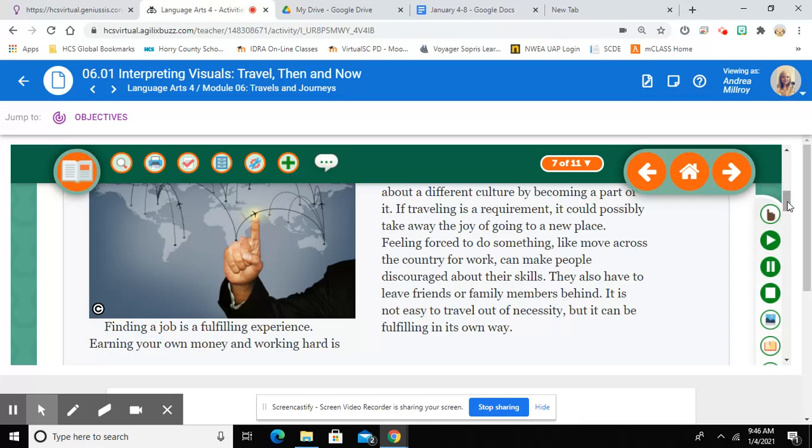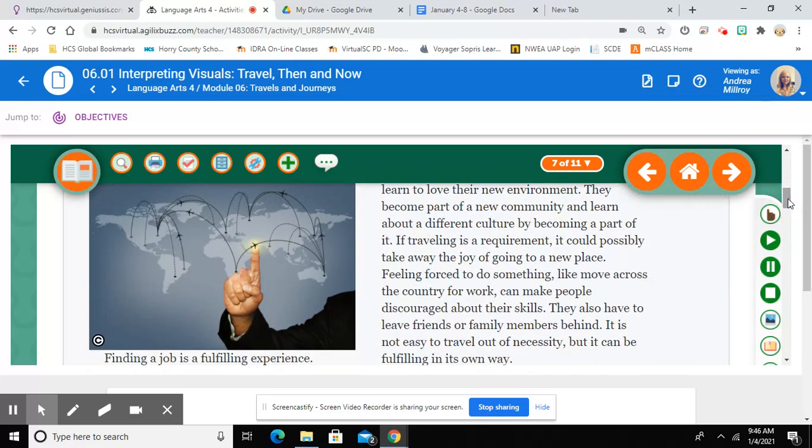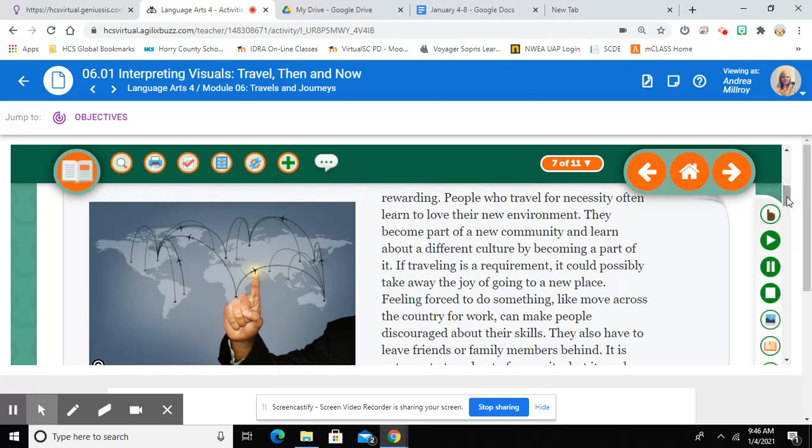Finding a job is a fulfilling experience. Earning your own money and working hard is rewarding. People who travel for necessity often learn to love their new environment. They become part of a new community and learn about a different culture by becoming a part of it.